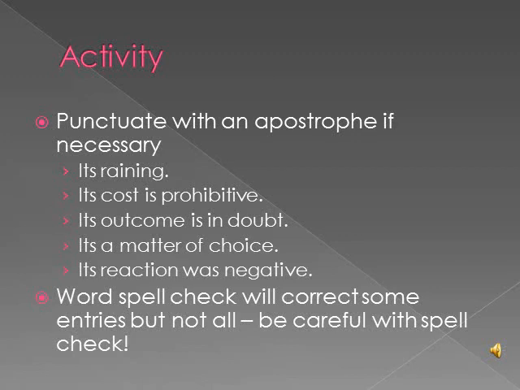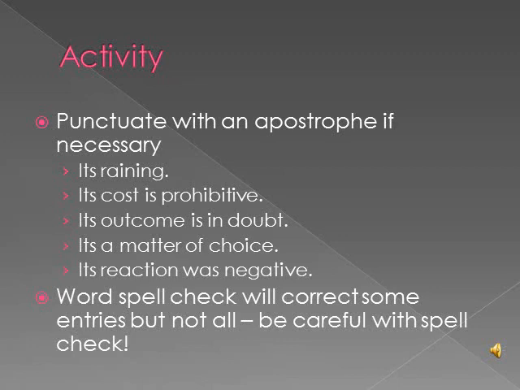Its outcome is in doubt. How about that one? No apostrophe S because it is outcome is in doubt. Doesn't make sense. No apostrophe S. It's a matter of choice. Yes, apostrophe in this one. It is a matter of choice. Its reaction was negative. No apostrophe S here because we're saying it is reaction was negative. Doesn't make sense. So I think you get the idea.